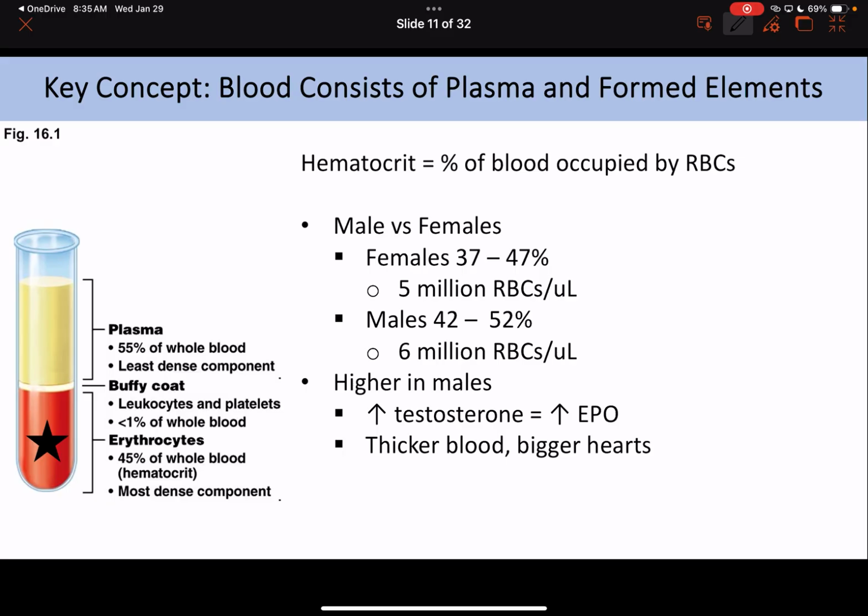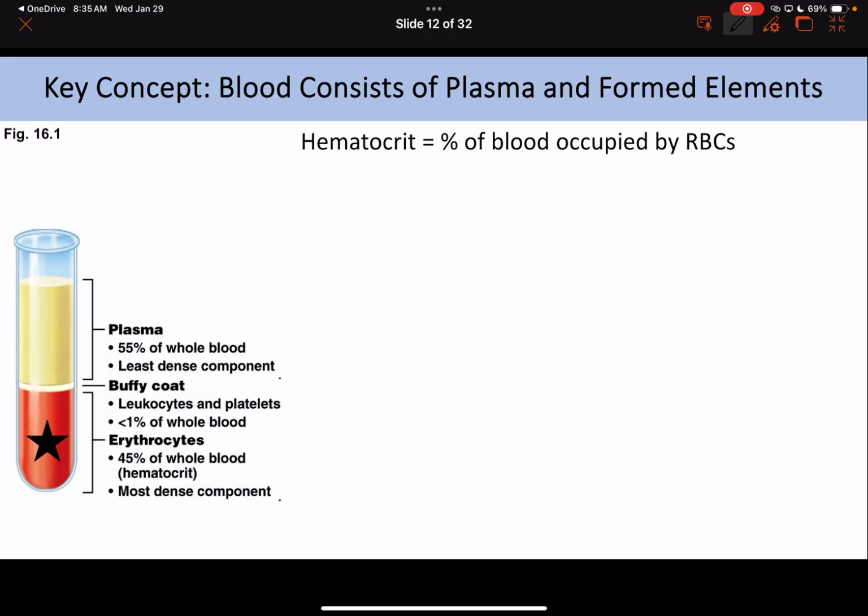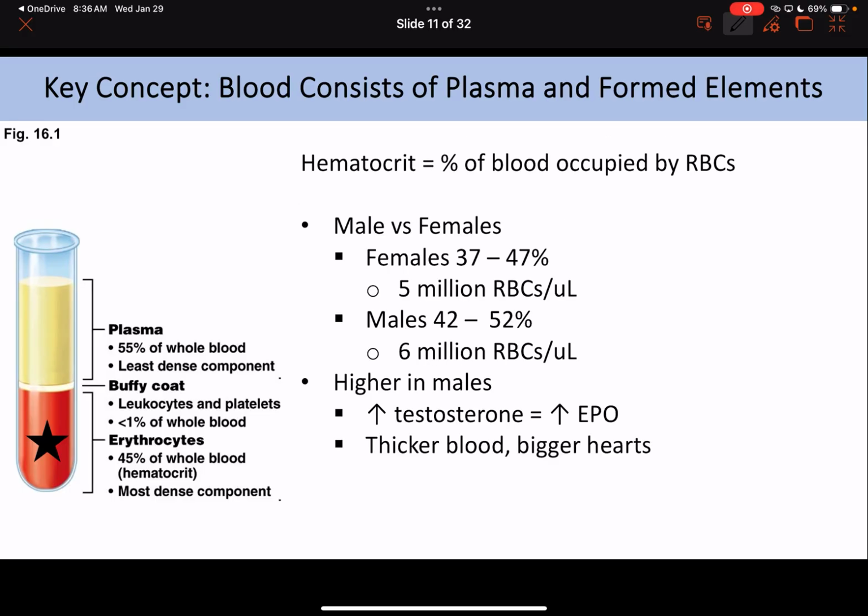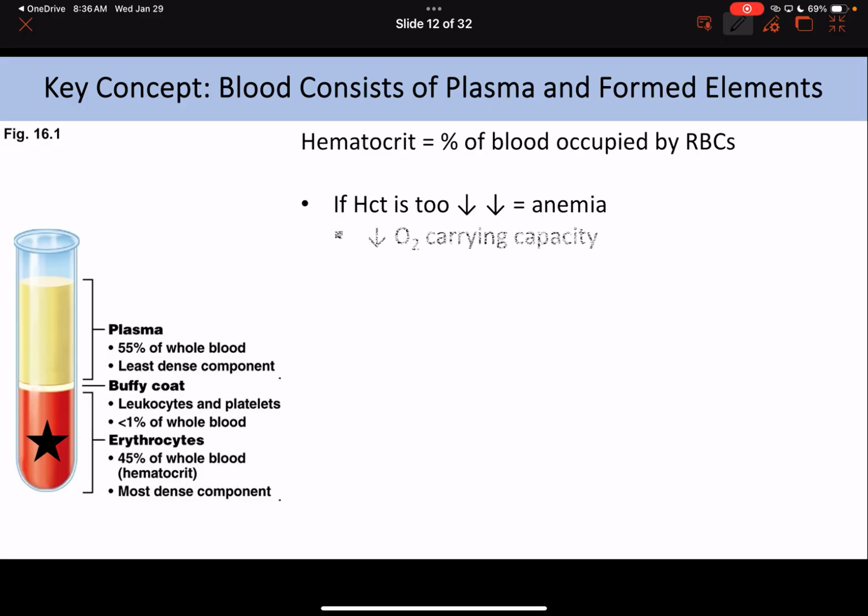Is everybody okay with that concept? Okay. And so if our hematocrit, HCT is the acronym for hematocrit, if our hematocrit is too low, so it's less than 45%, okay, our makeup of our blood is less than 45% of red blood cells, then that's going to be called anemia. So when our hematocrit drops below that 37 to 47% for females, or drops below the 42 to 52% for males, that is considered anemia.